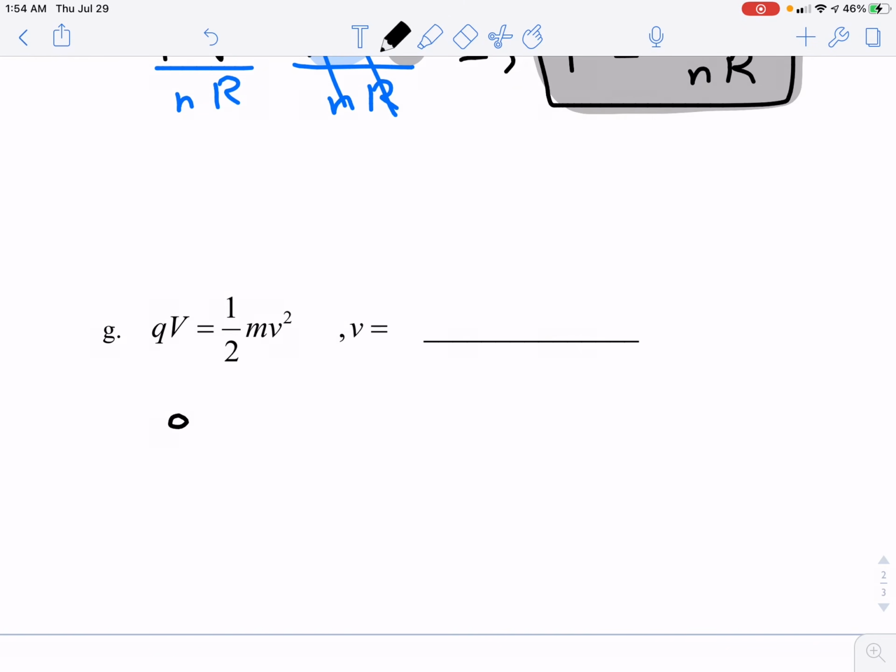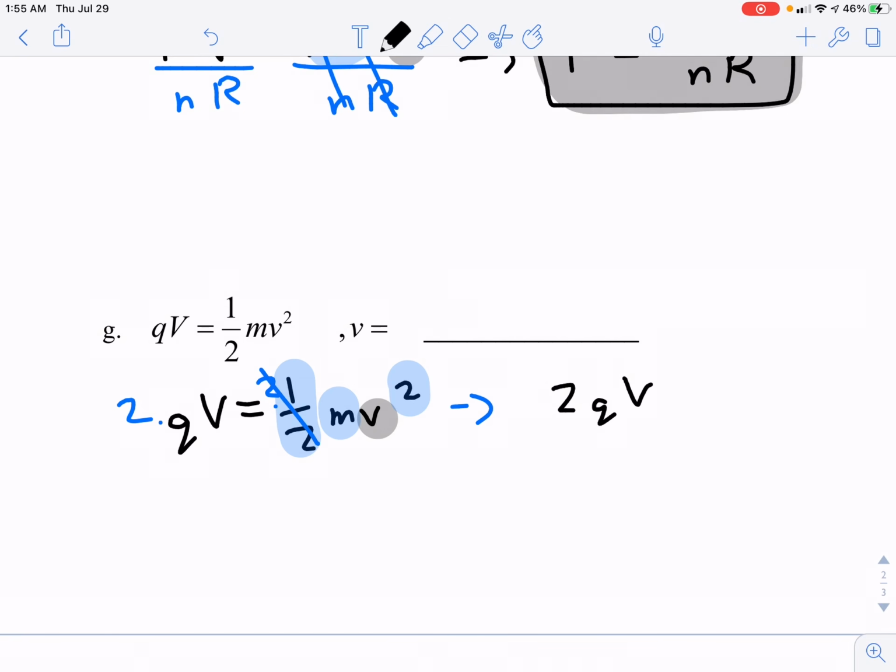Letter G. Q times V equals 1/2 M times little v squared. Trying to solve for little v, which means I need to get rid of 1/2, M, and the squared. Okay, as we saw earlier in letter B and then again in letter E, we can get rid of the 1/2 by multiplying both sides by 2. So let's begin that way. When we rewrite this, we get 2QV equals M times little v squared.